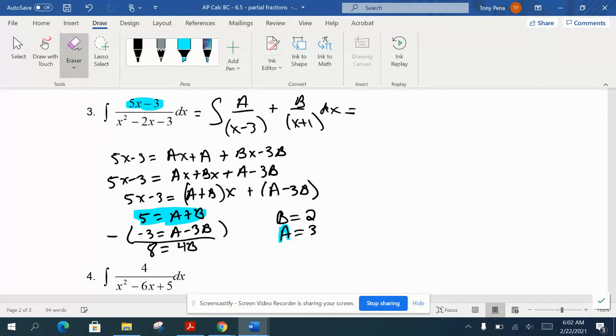What that then allows us to do, let's go back up to the top of this problem. Instead of a over x minus 3, we now know that's 3 over x minus 3. Instead of b over x plus 1, we now know that's 2 over x plus 1.